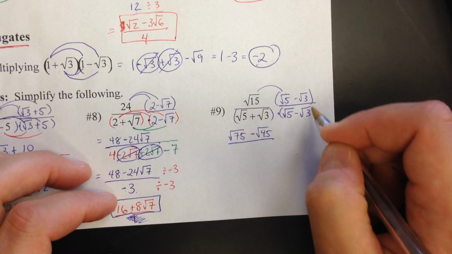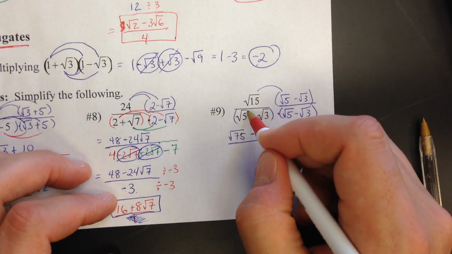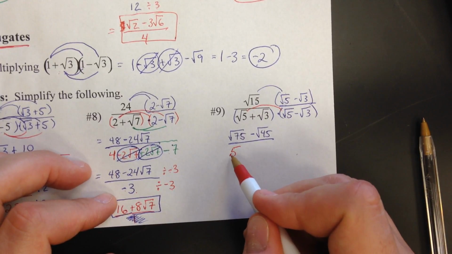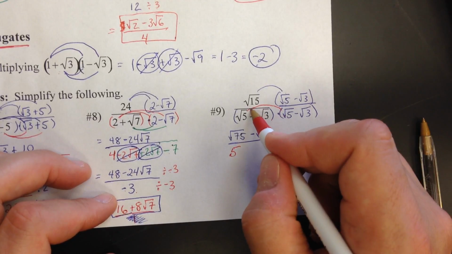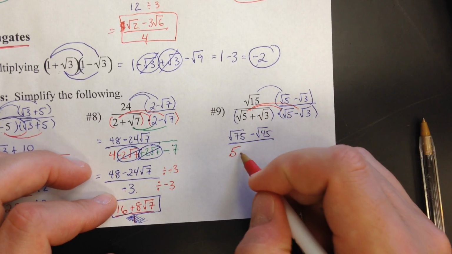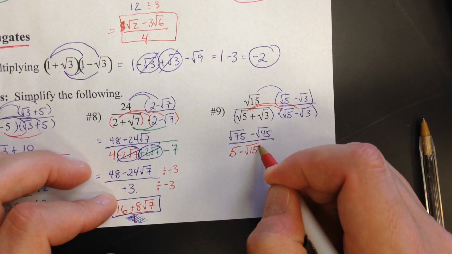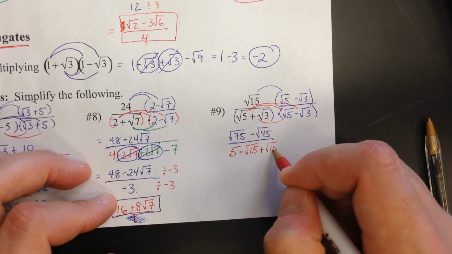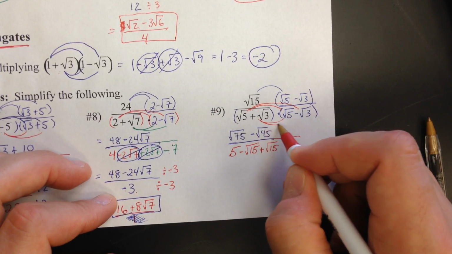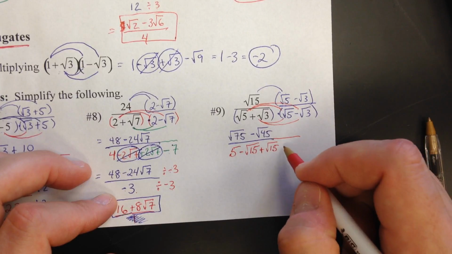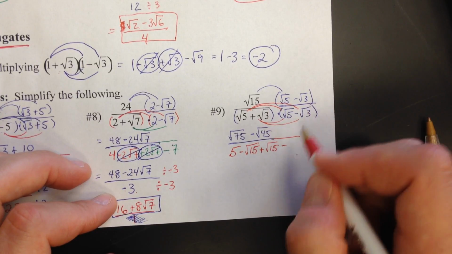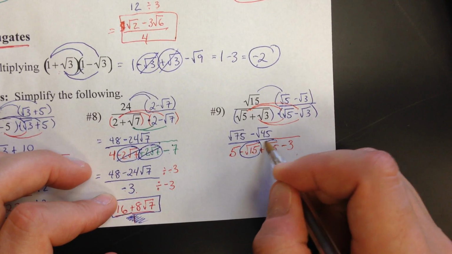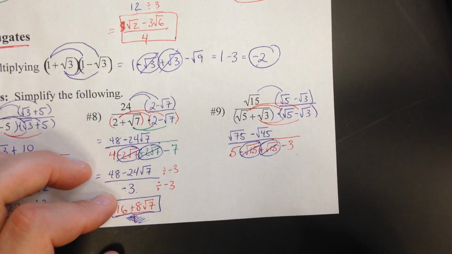Now for the denominator, we're going to double distribute. Root 5 times root 5 is going to be 5. Okay, that's square root 25, which is just 5, so no radical. Root 5 times negative root 3 is negative root 15. Root 3 times root 5 is positive root 15. And then square root 3 times negative square root 3, positive times a negative is a negative. Root 3 times root 3 is 3. Now in the denominator, negative root 15 plus root 15 adds up to 0.